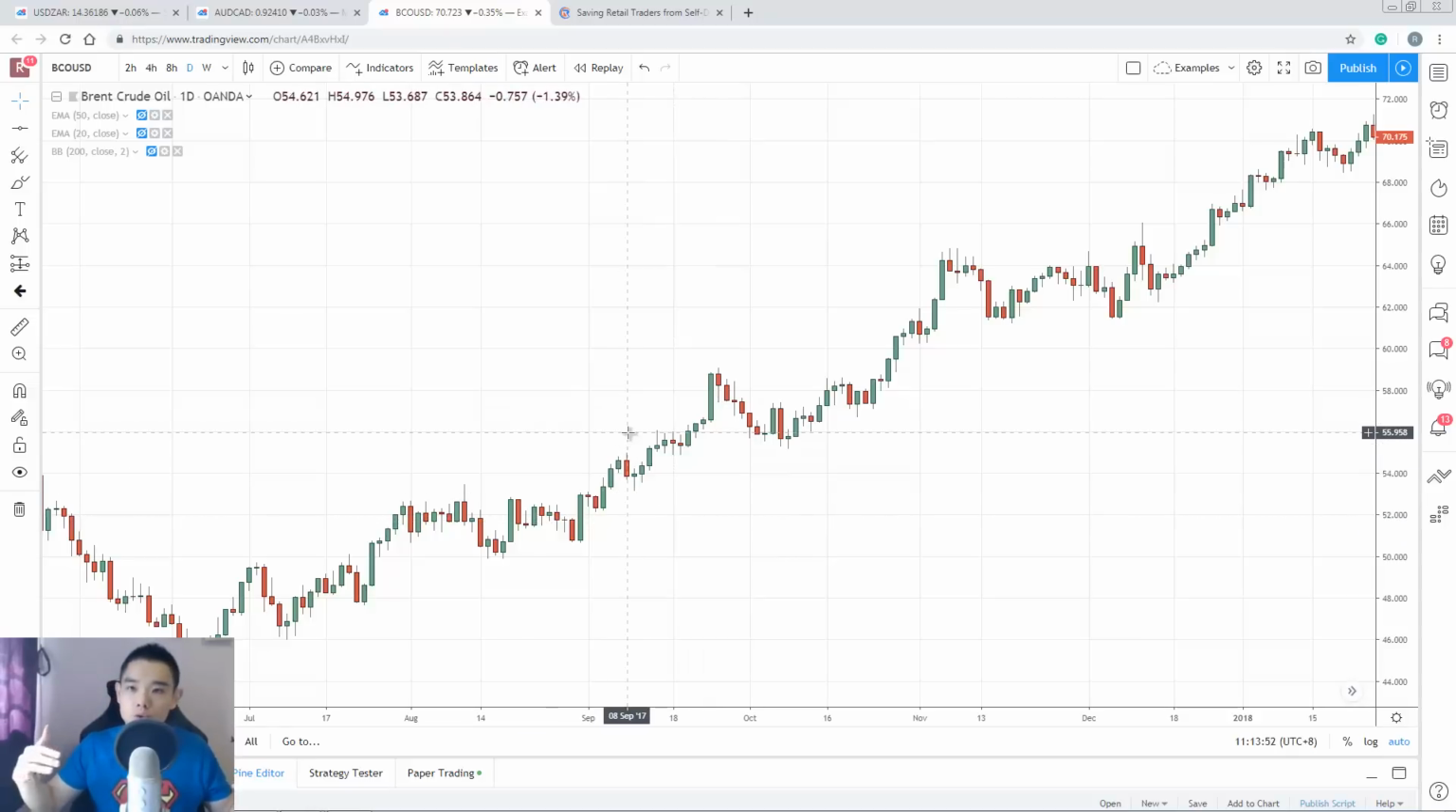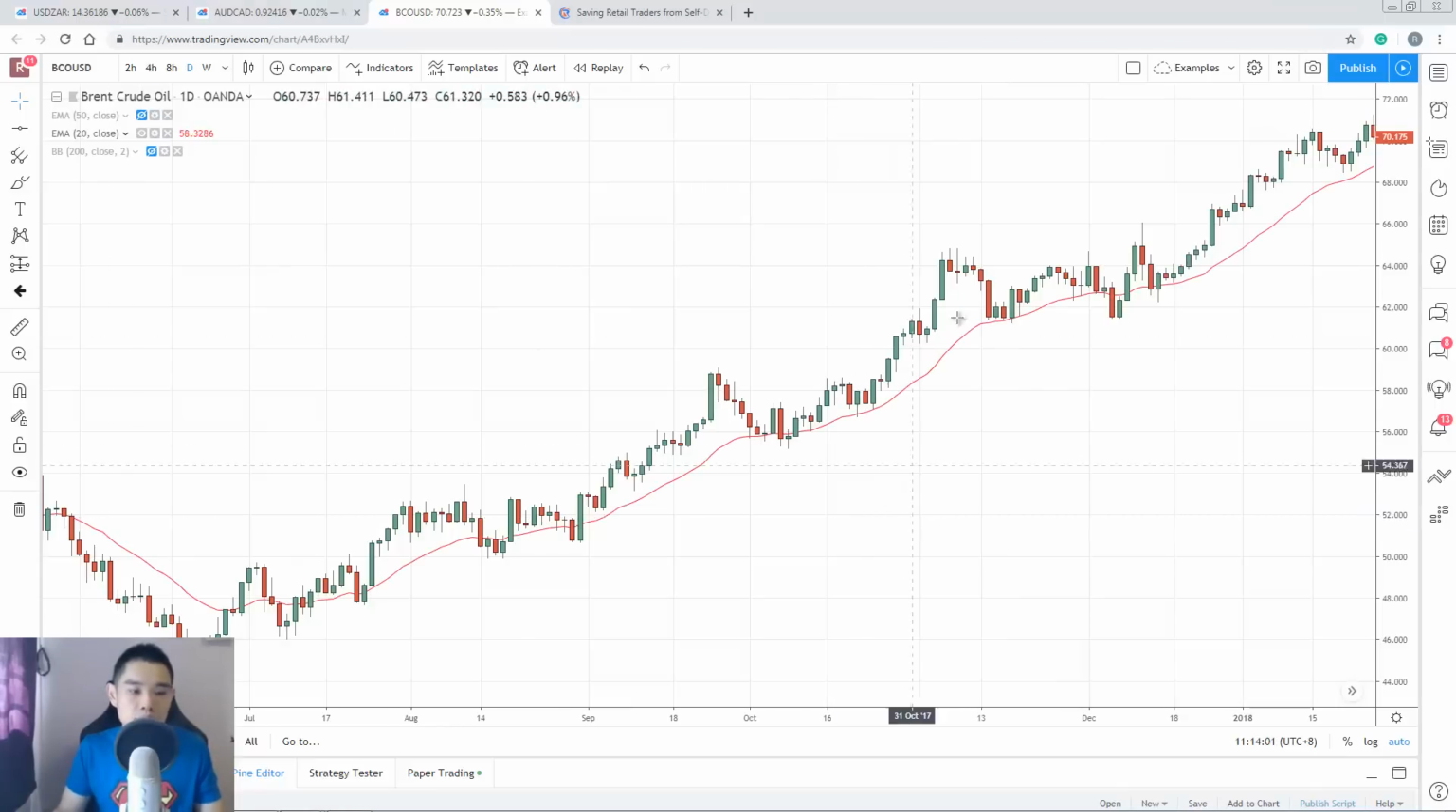And again, if you were to just use support resistance, you draw on your chart, chances are the price might not come to your support resistance level. So what you can do is, again, use a moving average, in this case, the 20 MA.